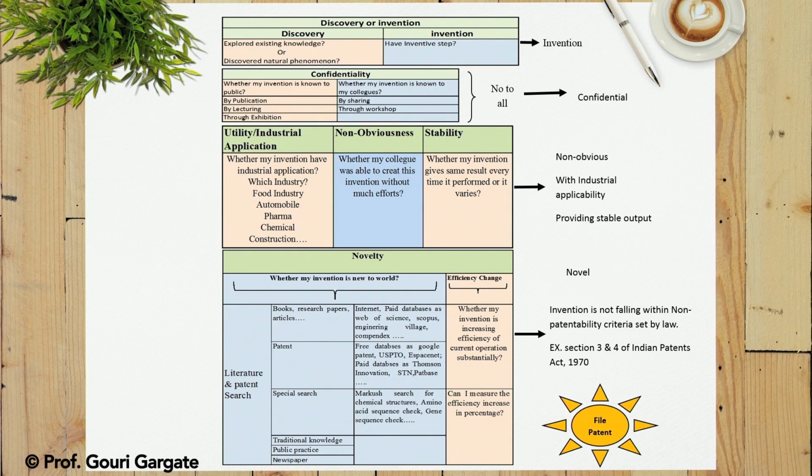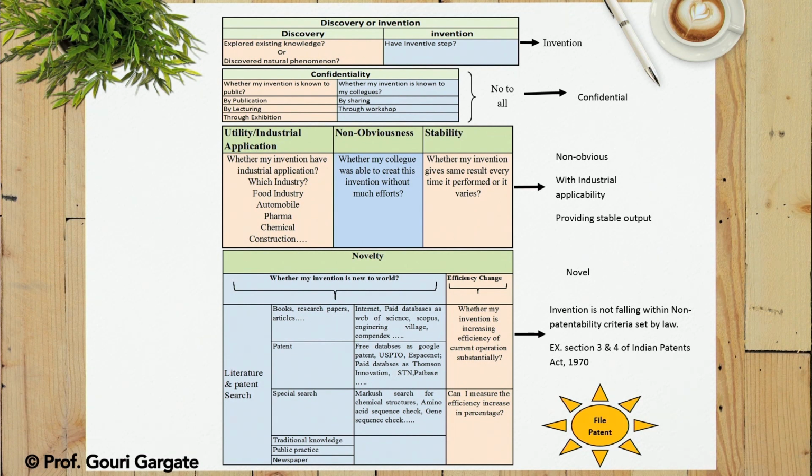Now, a few more things you have to take into consideration: whether your invention follows Section 3 and Section 4 of the Indian Patents Act. Section 3 of the Indian Patents Act is about the inventions which are not patentable. We have dedicated one module to it, the inventions which are not patentable, and Section 4 is related to secrecy directions. So, we have to check that the invention follows all the criteria mentioned in Section 3 and Section 4 and is not violating any of the sections.